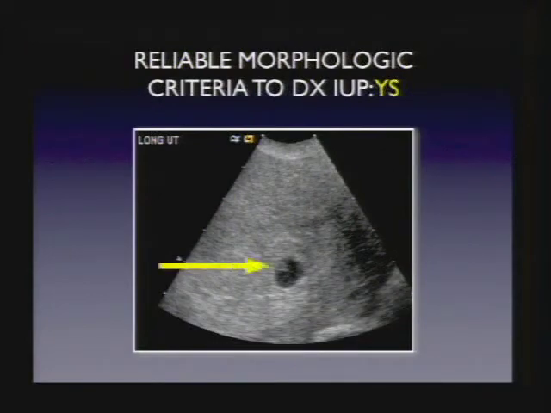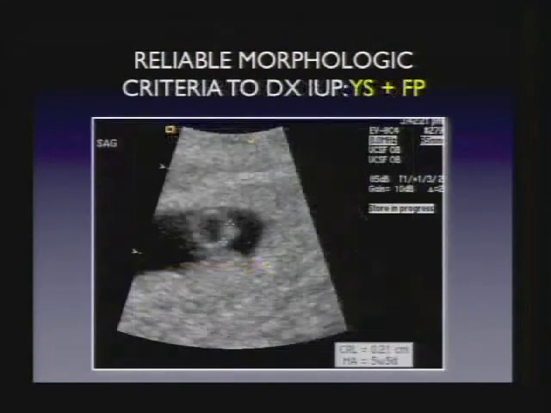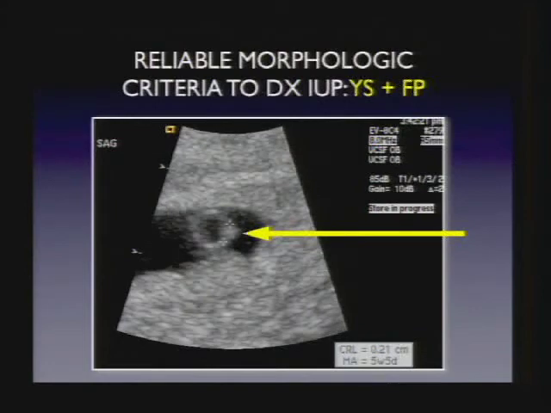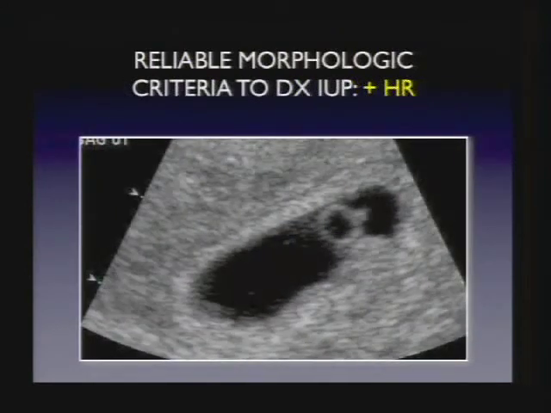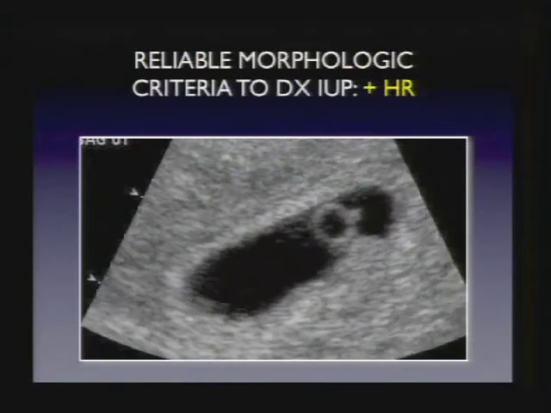You could see the yolk sac. You could see the yolk sac and a very small 2 millimeter fetal pole. And the same tiny little fetal pole at this time also already has a heart rate, which is often the case.